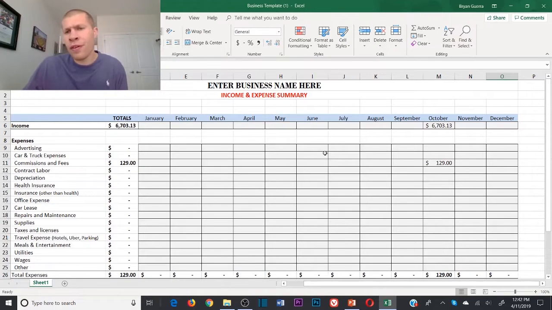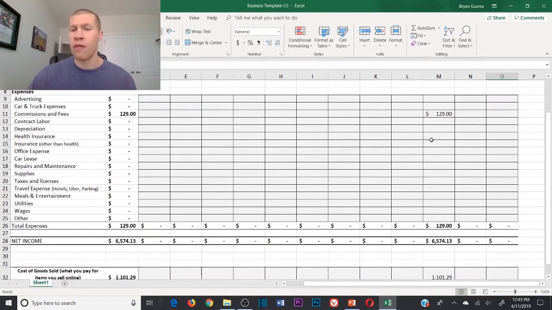So moving forward, it looks like the two payments that Amazon paid me in October totaled a grand total of $6,703.13. Now, obviously, the commissions and fees always stay the same. I checked it; it was still $129. So there weren't any other expenses, it looks like, on my card or my bank account for the month of October. So we're just going to move forward and move on.